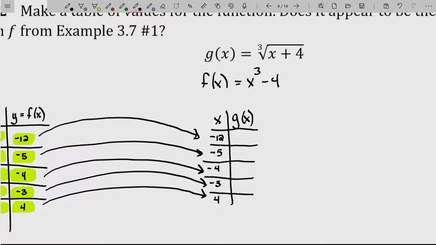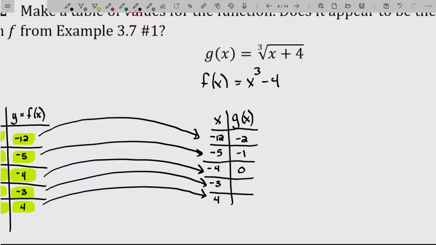So looking at g, if I let x equal -12, add 4, that's a -8. The cube root of -8 is a -2. If I plug in -5, I get -5 plus 4, which is a -1, and the cube root of -1 is a -1. If I plug in -4, add 4, that's 0. Cube root of 0 is 0.